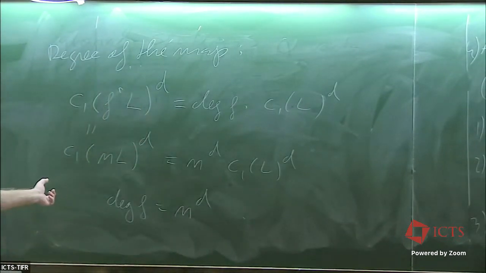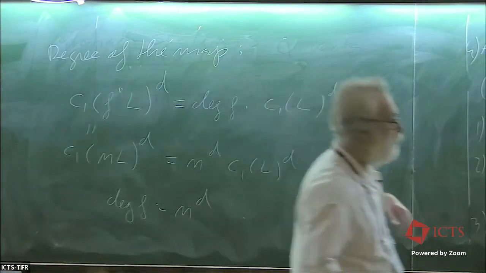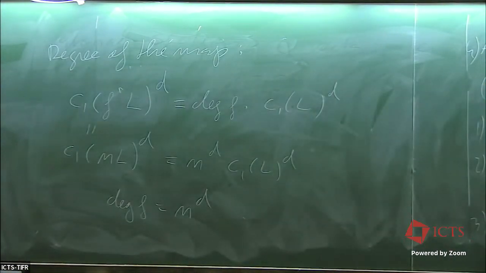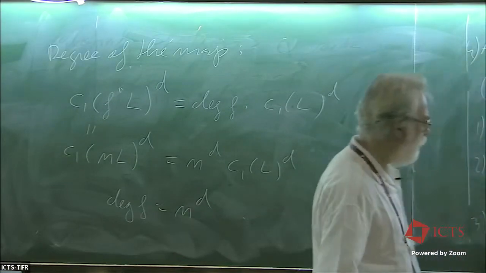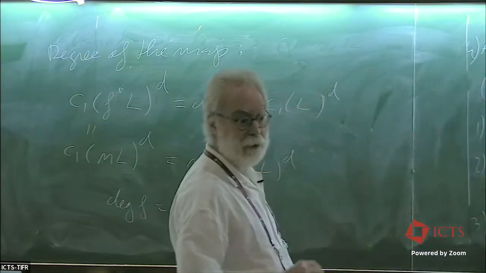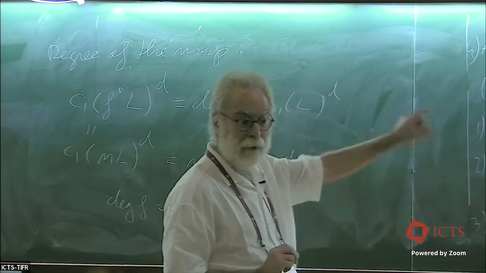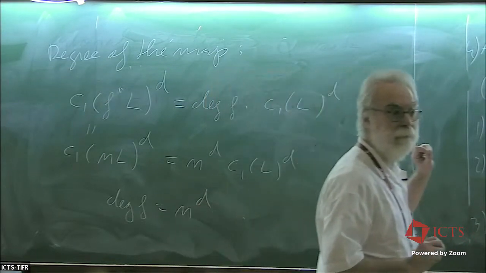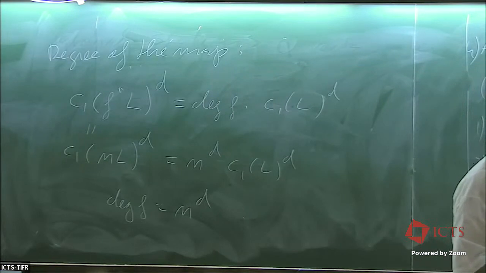So this is why the degree is much higher than what appears here. And for multiplication by M, of course, the degree will be M to the 2 times the dimension. But the isomorphism of line bundles is this one. Questions? Is it clear now?